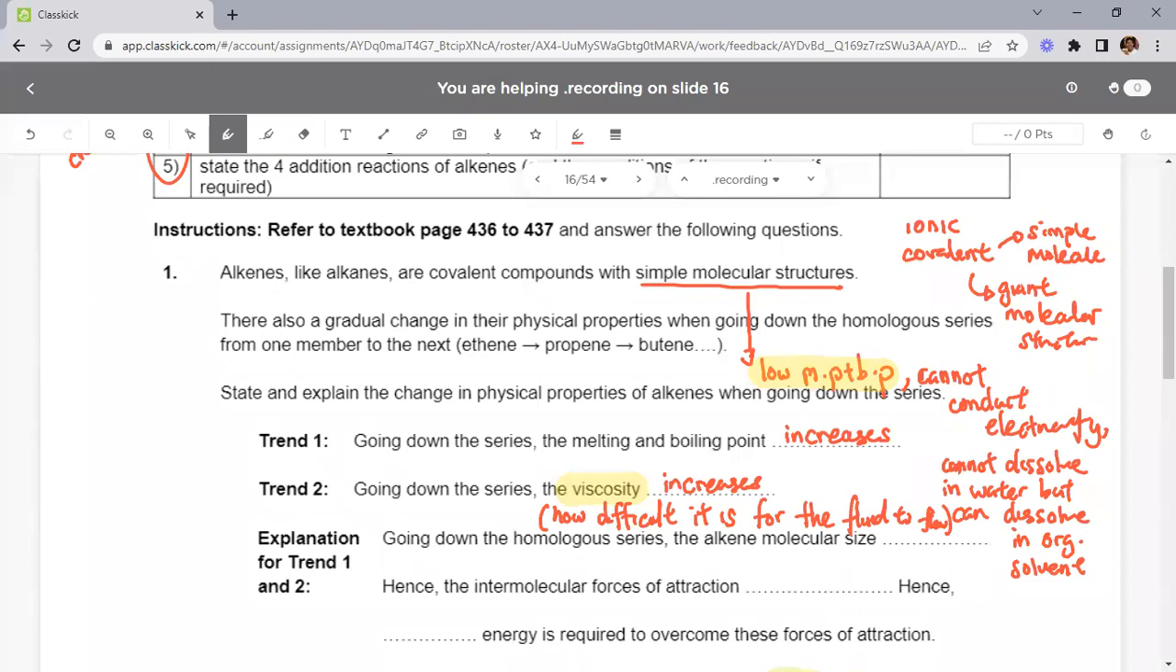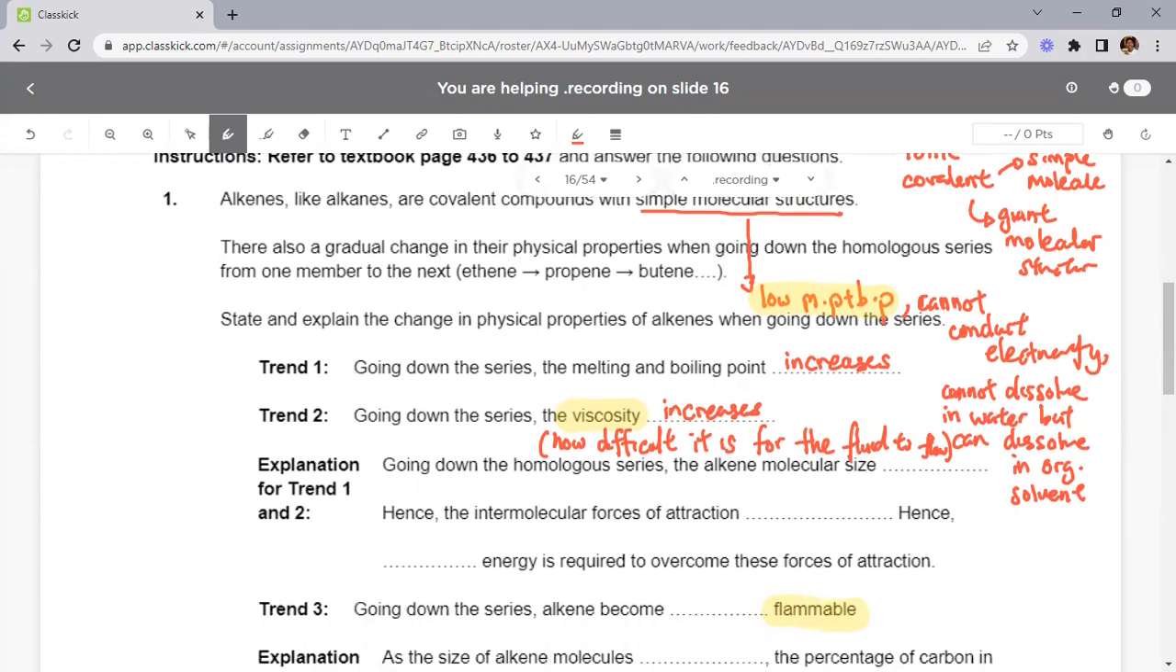So in trends 1 and 2, we know that going down the series, the melting and boiling point increases and the viscosity increases. So what's the explanation for it? When you go down the homologous series, the alkene molecular size actually increases. You can just compare the alkenes: C2H4, C3H6. You realize the number of carbons and the number of hydrogens increase, so the size of the molecule increases. Now, when the size of the molecule increases, the intermolecular force of attraction also increases.